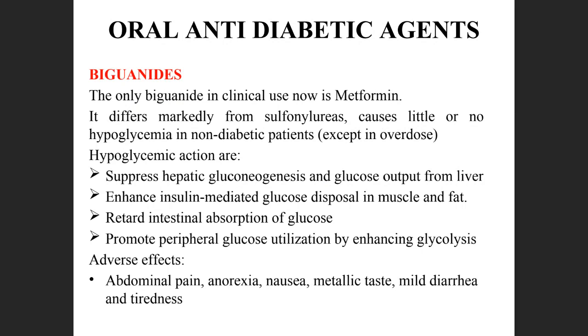The next category is biguanides. The most widely used drug is metformin. You might have seen that if somebody suffers with diabetes, usually metformin is prescribed. They are different from sulfonylureas because they do not cause hypoglycemia in non-diabetic patients except if an overdose is given. Now, how do they decrease the levels of blood glucose in the body? They suppress gluconeogenesis. That means they do not allow glucose to be formed. They suppress the glucose output from the liver.